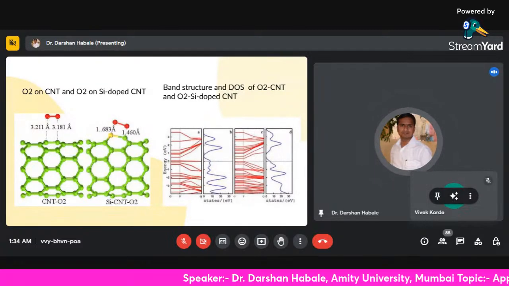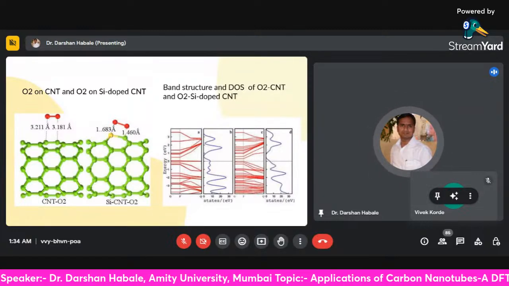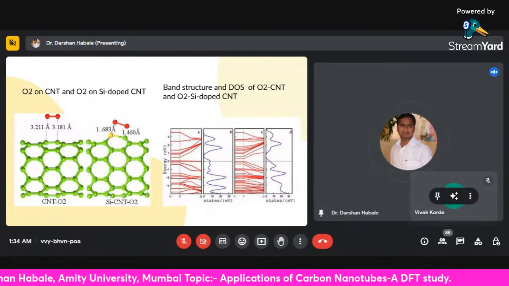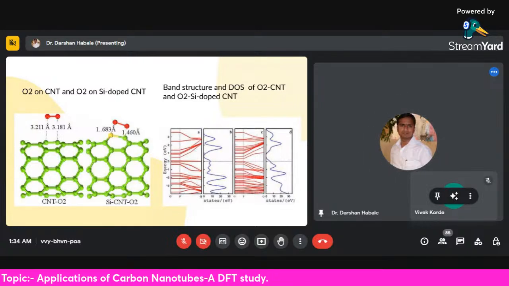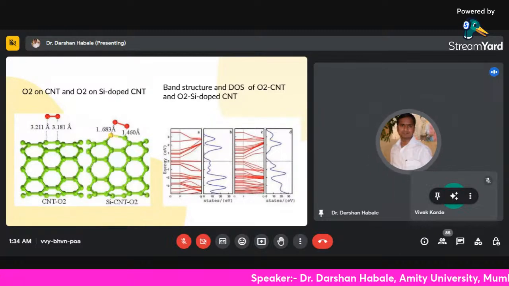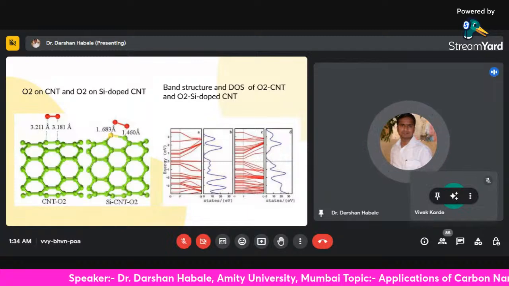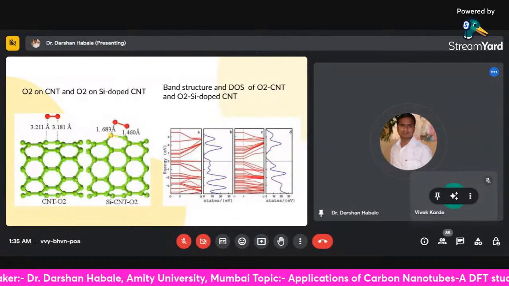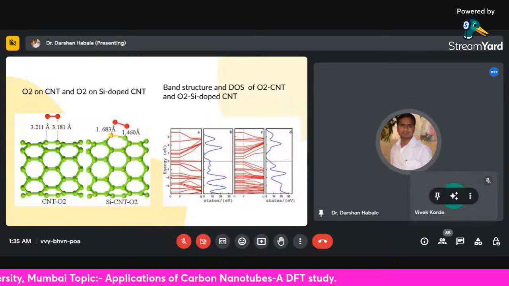Here you can see a few peaks, but here the peaks have changed. It means the density of state changes after the adsorption of the oxygen molecule. Here the O2 gets adsorbed on the axial bond of Si-C. This is silicon, this is carbon, and this is the bond between these two. So the oxygen tries to adsorb along the silicon-carbon bond.